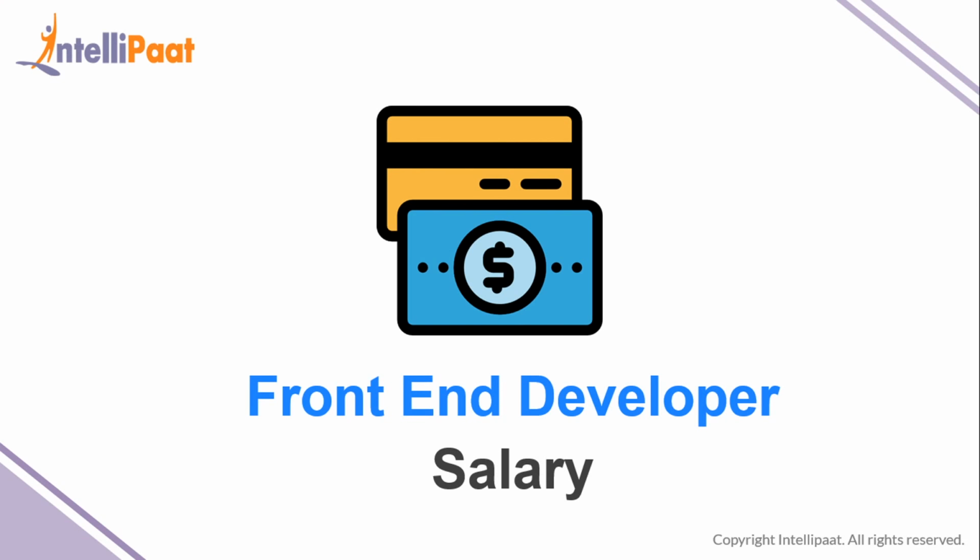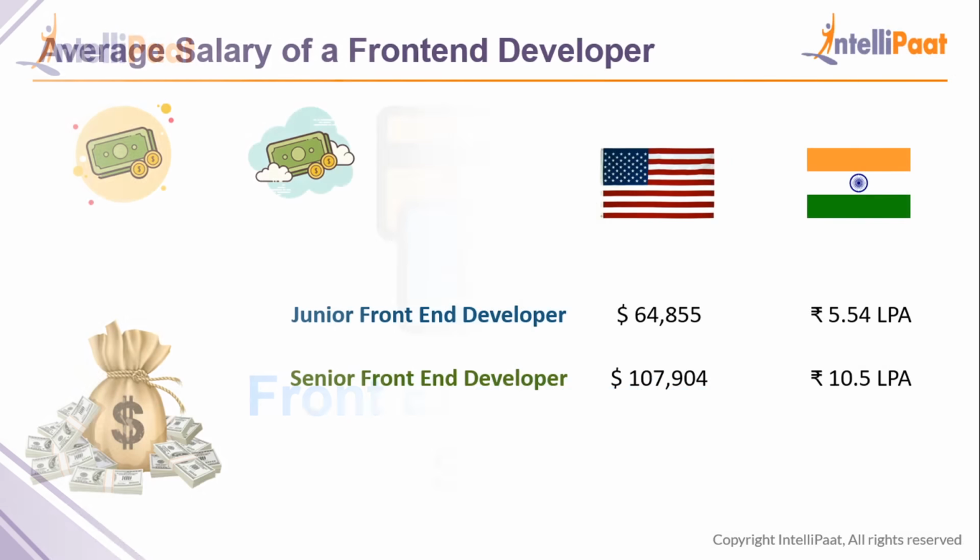Now let's take a look at the salaries of a front-end developer. So the junior front-end developer in America earns around $65,000, and in India they earn around 5.5 lakhs per annum. And a senior front-end developer earns around $108,000 and 10.5 lakhs per annum in Indian rupees.